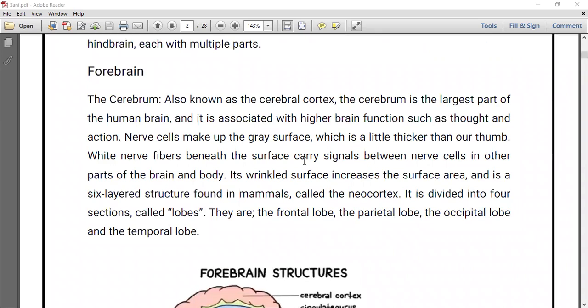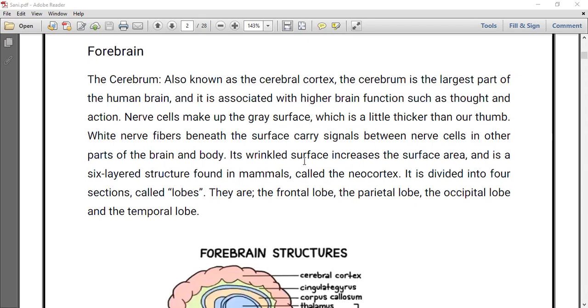Forebrain is composed of the cerebrum, also known as the cerebral cortex. The cerebrum is the largest part of the human brain and is associated with higher brain functions such as thought and actions. Nerve cells make up the gray surface, which is a little thicker than our thumb. White nerve fibers beneath the surface carry signals between nerve cells.